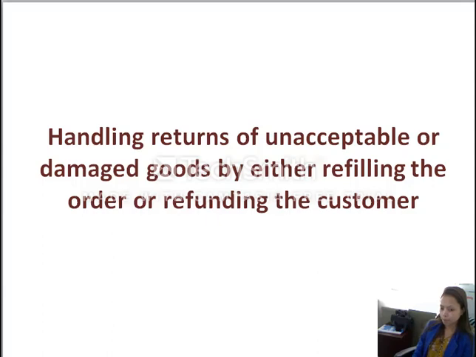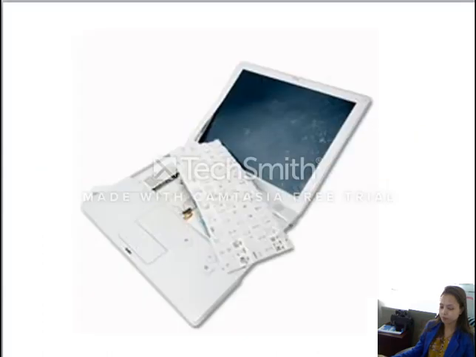Handling returns of unacceptable or damaged goods by either refilling the order or refunding the customer. Return goods policy is when merchandise is damaged at the time it was received, said damage being attributed to the manufacturing process and not the result of transit or handling damage which occurred during the course of the shipment. Merchandise returned within 90 days in saleable condition with written authorization.